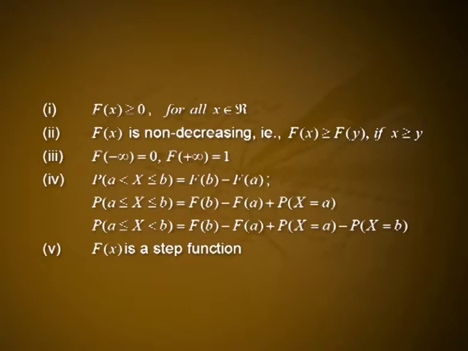Number 4, P(a < X ≤ b) = F(b) − F(a). P(a ≤ X ≤ b) = F(b) − F(a) + P(X = a). P(a ≤ X < b) = F(b) − F(a) + P(X = a) − P(X = b). Number 5, F(x) is a step function which ensures the right continuity of the function.